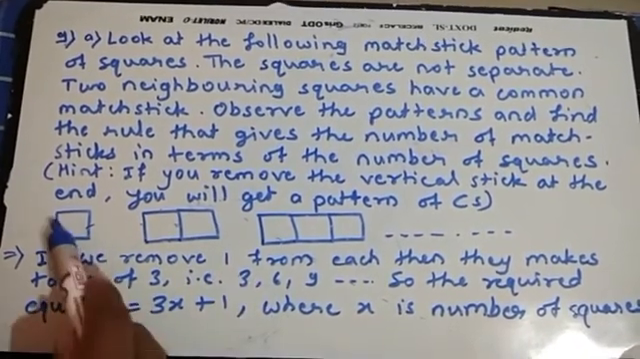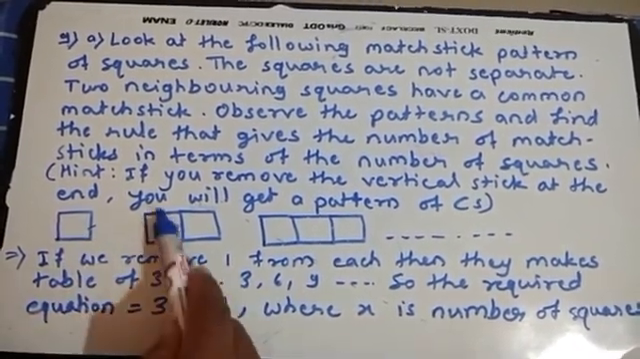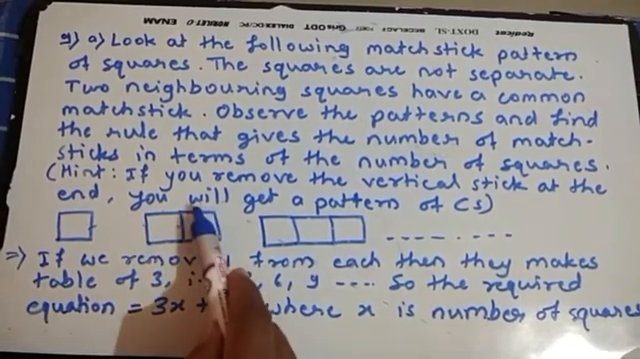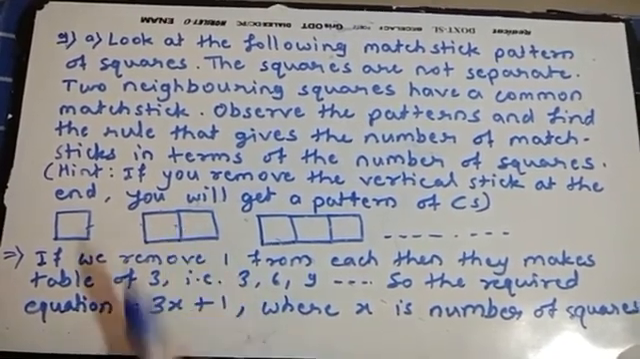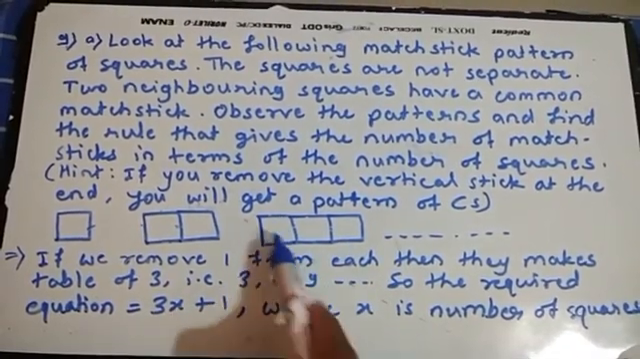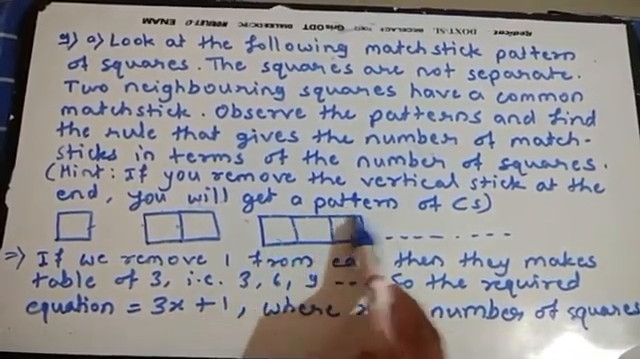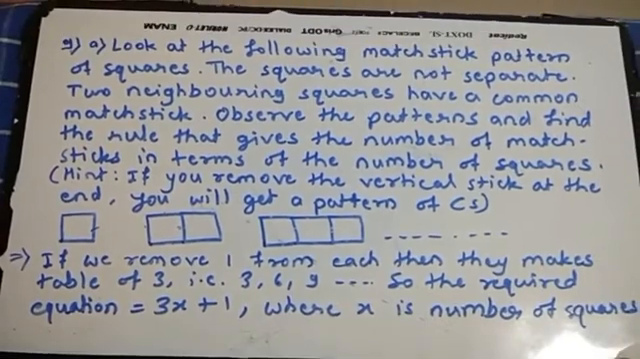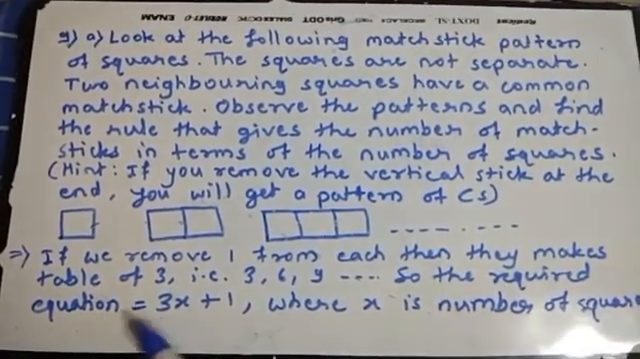See, 1, 2, 3. Then 1, 2, 3. Okay, 4, 5, 6. 1 removed. The common stick we removed here. Here also this common one we will remove. So 1, 2, 3, 1, 2, 3, then again 1, 2. Like that we will get patterns. Right. Therefore, the required equation will be 3x plus 1.